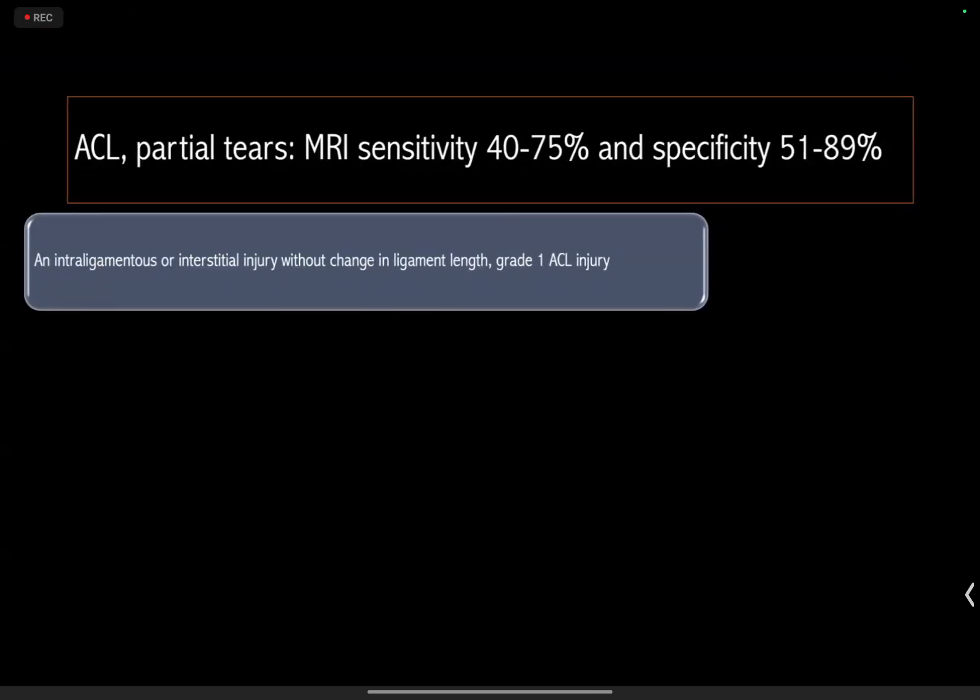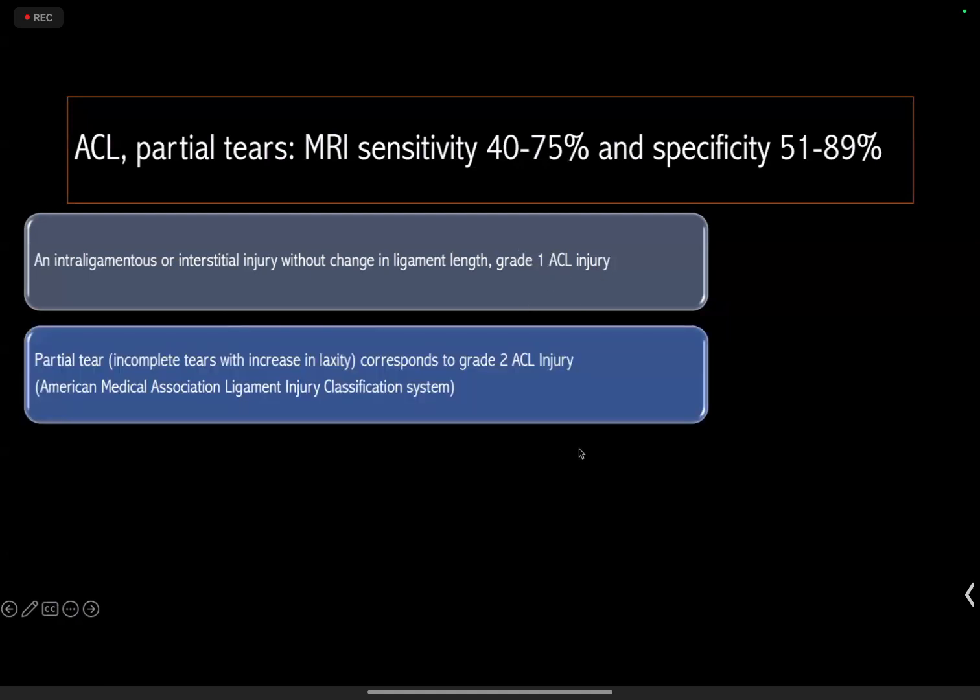history of trauma or twist in that patient, we may not be in a position to label it as a tear. But if there is a trauma or any sort of injury, then the presence of any interstitial injury can help us to put it into a grade one type of injuries. A partial thickness injury where there would be a tear, some sort of laxity which would be seen in that ligament, would correspond to a grade 2 type of injury.